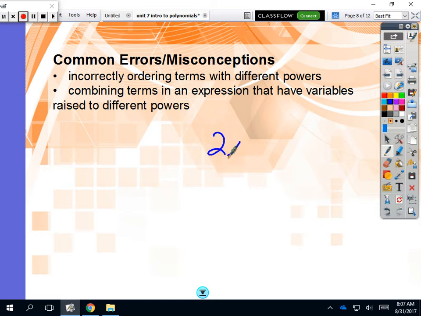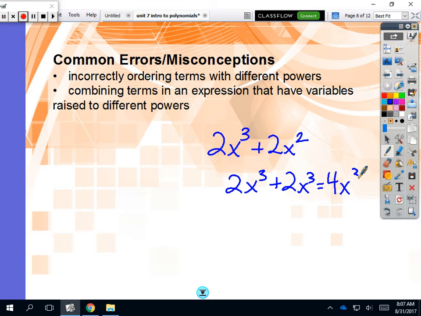So you can't add 2x to the third plus 2x squared, because although they have the same variable, the variables have a different power. If I had 2x to the third plus 2x to the third, then you can add that and make it 4x to the third. The powers don't change, just the coefficients change when you add.